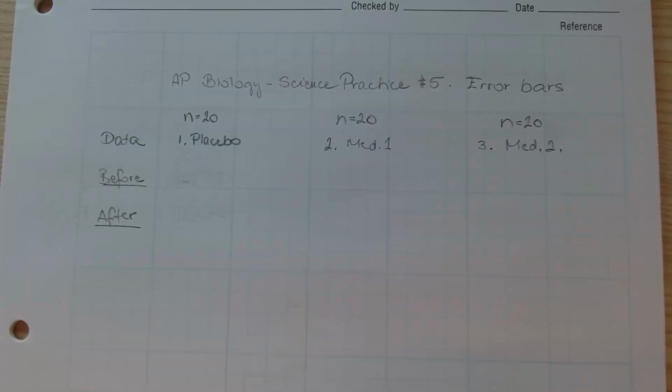AP Biology Science Practice number 5. Using error bars to evaluate results. Error bars are vital tools for visually representing data variability in scientific experiments.